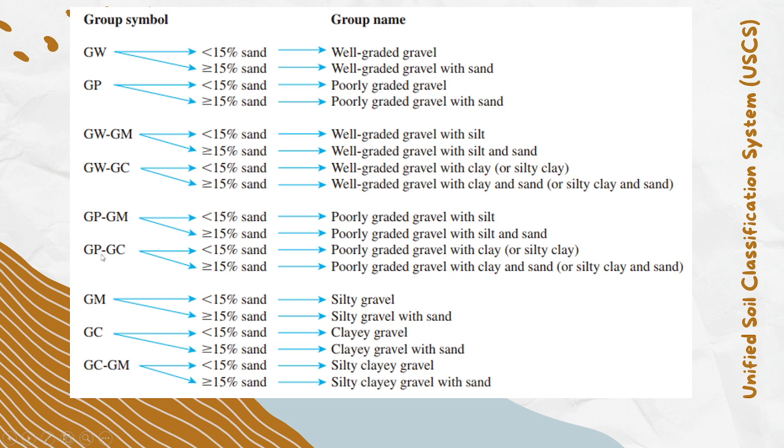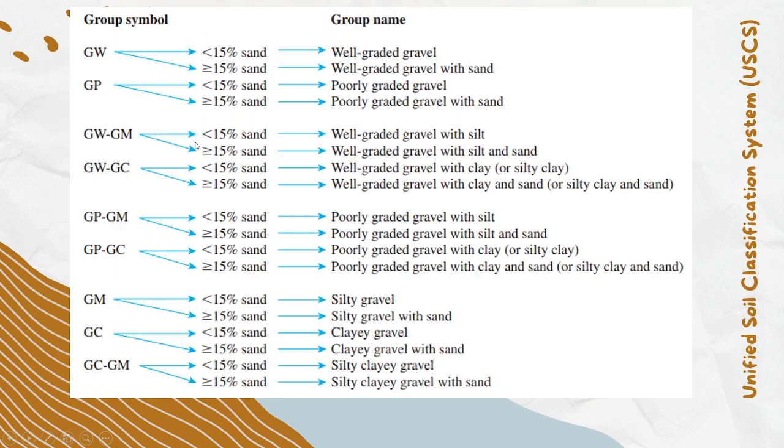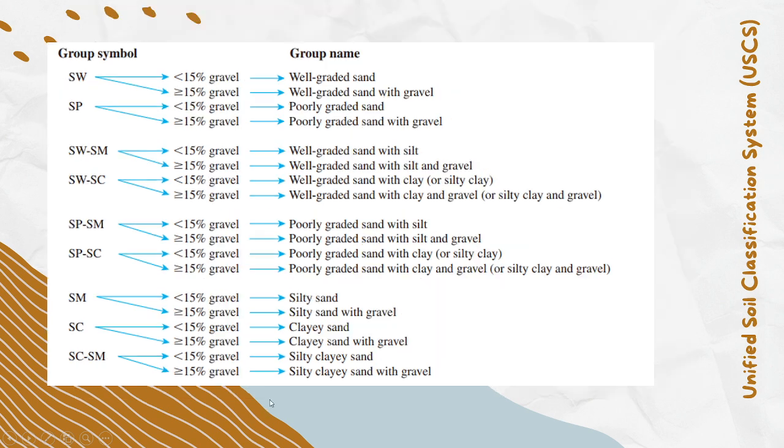Since we have already determined the group symbol, again, you have to move from left to right to determine the group name. And you have to compare the percentage of sand for coarse-grained soils, as well as the gravel, depending on the group symbol. So in these groups, you have to compare the percentage of sand, and then you have to compare the percentage of gravel for these group symbols.